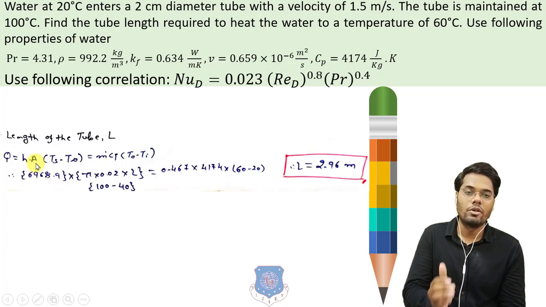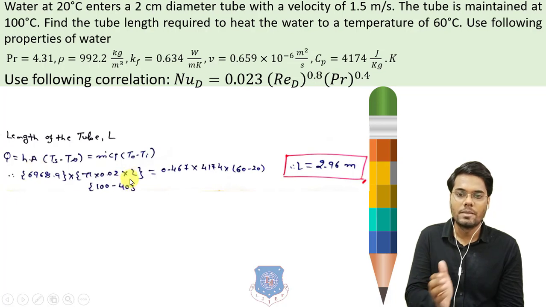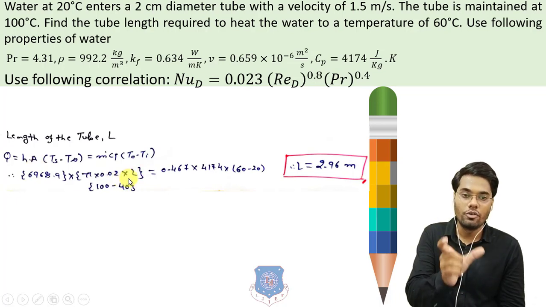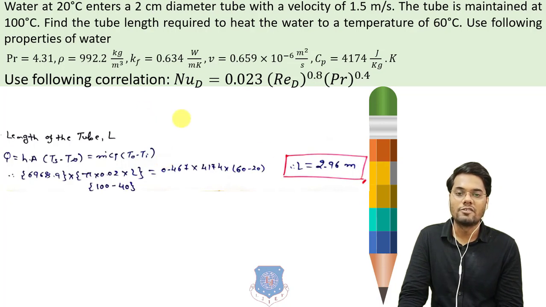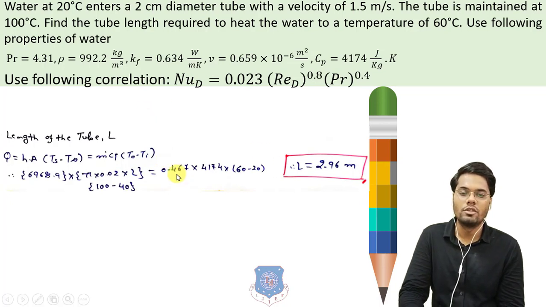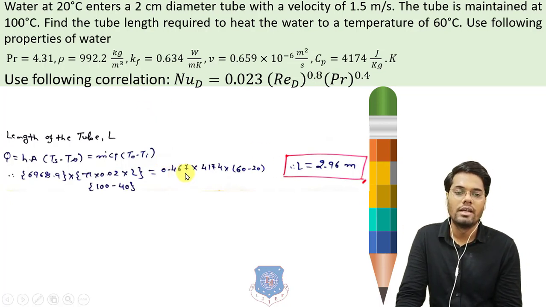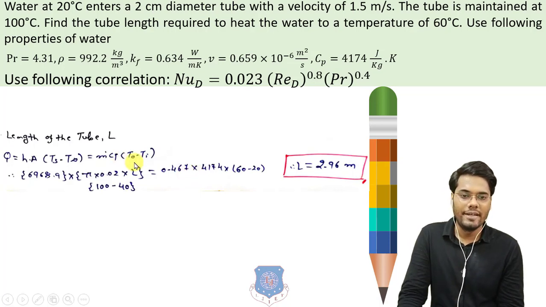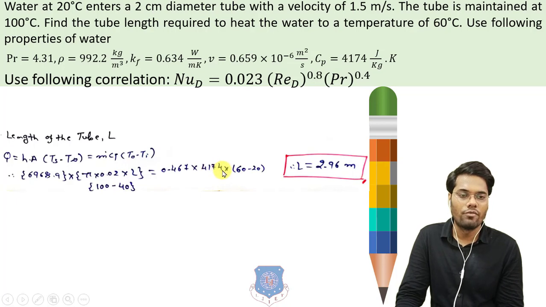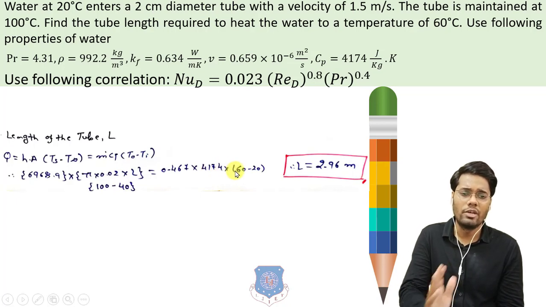This is a surface area, because in convection there is a surface area, so pi dl. We know the value of diameter. The value of length is unknown for us. We have to find out the length of the pipe so that the outlet temperature of water is going to be 60 degrees Celsius. Mass flow rate is 0.467, as we have already calculated in our first step. Specific heat of water is 4174 joule per kg Kelvin.